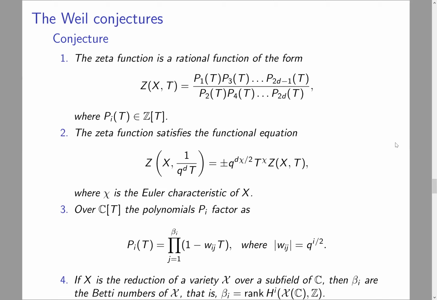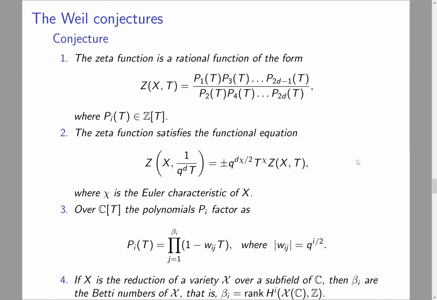The zeta function also satisfies the following functional equation. If you take the zeta function and, instead of t, plug in 1 over q^d t, where q is the cardinality of our base field and d is the dimension of X, then this is plus or minus q^(dχ/2) times t^χ times Z_X(t), where χ is the Euler characteristic of X. Now, we haven't discussed how to calculate the Euler characteristic of a variety over a finite field. We'll have to discuss how to make sense of that at some point.